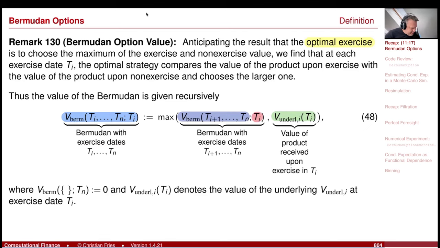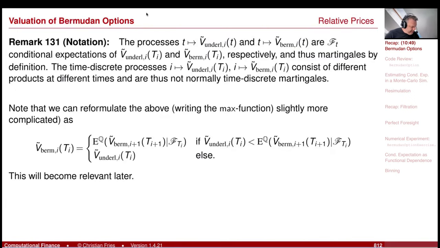It is here where we require a conditional expectation, namely the conditional expectation of the value that we have defined in the previous backward iteration step. We need to apply the conditional expectation to this. So we could write this in a single line. Here we have the maximum over these two values that give us the Bermudan value at time ti, which is then to choose the larger one of the underlying and the conditional expectation of the future Bermudan rights, depending on which one is larger.